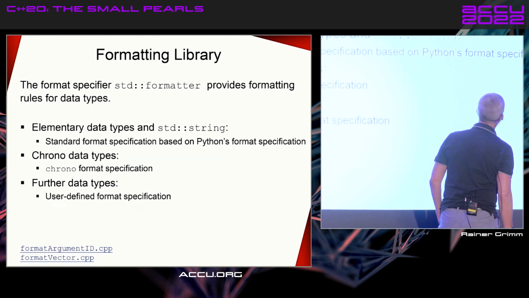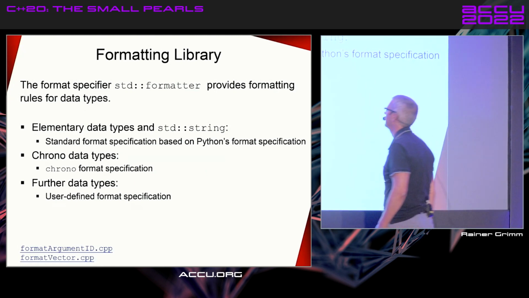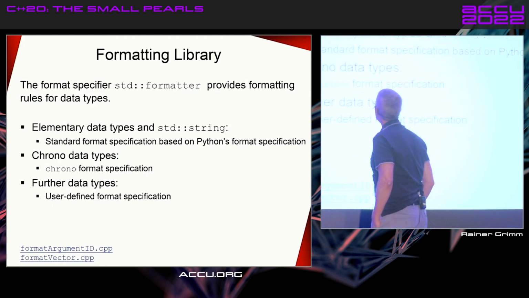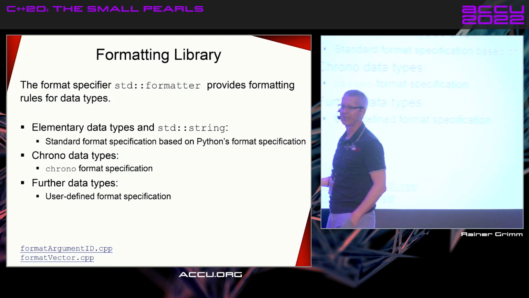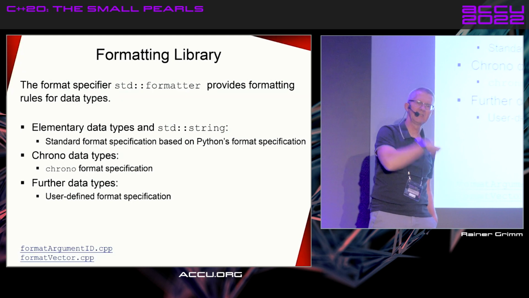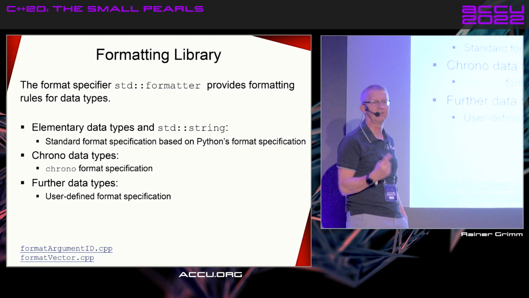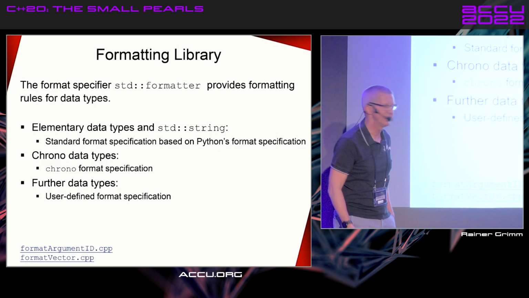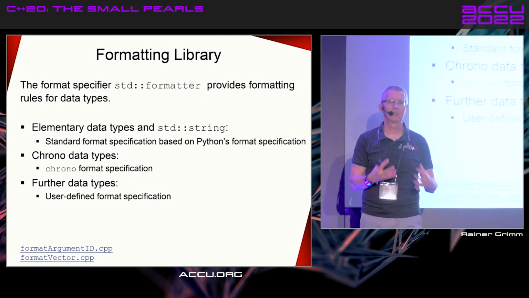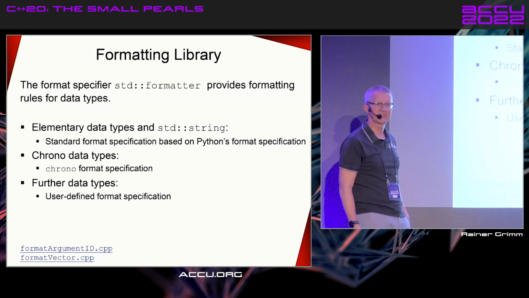Okay. The question is, which data types can be displayed? Of course, the elementary data types, this is easy, but there are also the Chrono data types. So far, no compiler supports it. By far, the best compiler with this feature is the Windows compiler, but not all the stuff is supported by the Windows compiler. Especially not when you want to display dates or times from the Chrono library. But this is part of the standard.